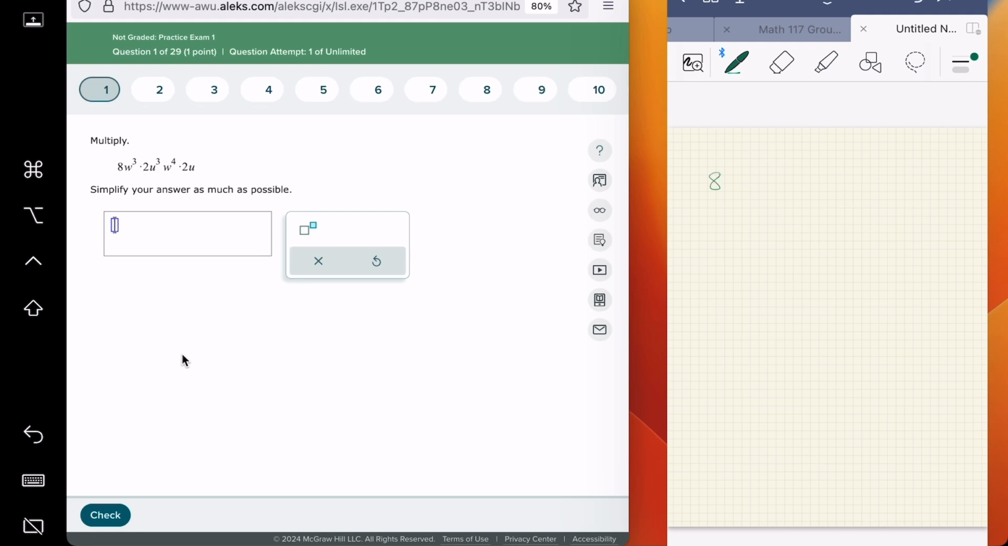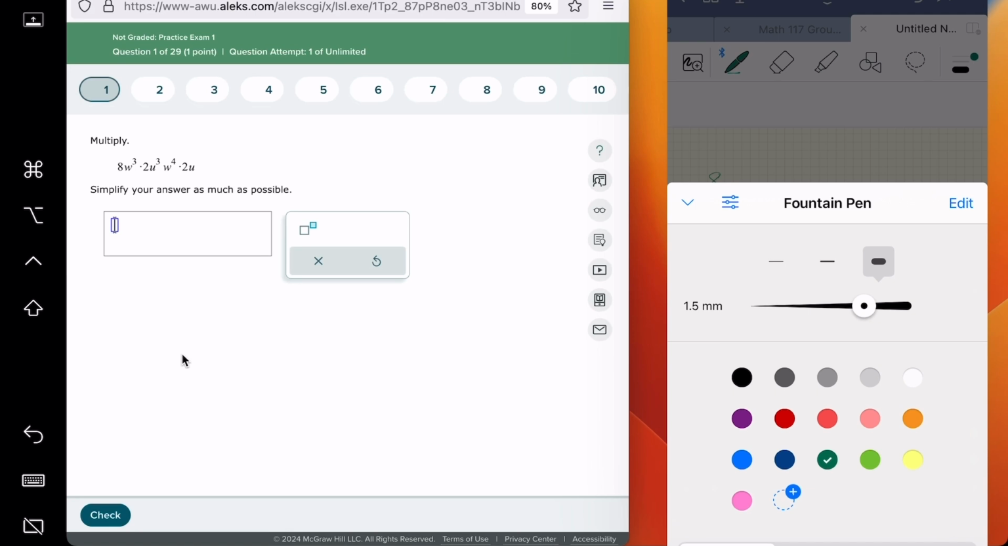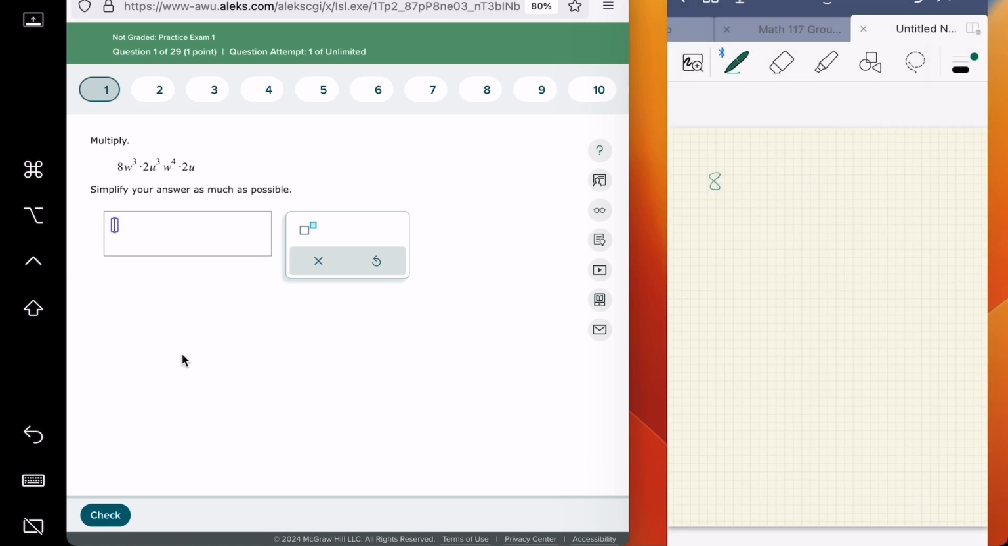So the whole thing is, you know what, let's make this a little bit bigger. There we go. Okay, the whole idea is you can combine like terms. So the 8 and the 2, we can put those two together and we'll get a 16. The w cubed, there's also a w to the fourth. And when we multiply two things that are the same base, which in this case is w, and they have different exponents, then we can add the exponents and I'll get w to the 7. Then we have, oh, I missed the 2. Sorry, there's another 2 here, so this should actually be 32.